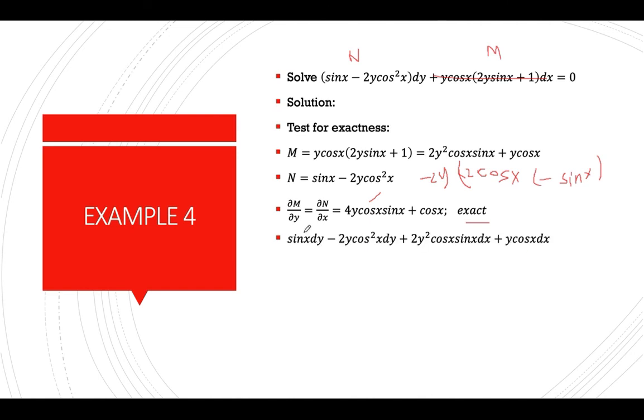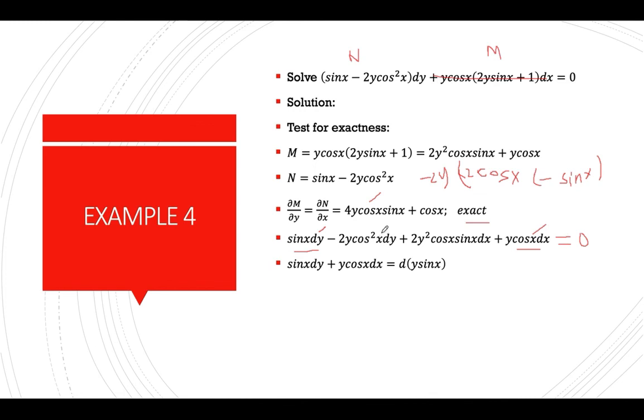Satisfying this condition. Okay, and then we expand the whole equation, and then look for exact differential. So these two are exact differential because derivative of sine is cosine dx, derivative of y is dy, and therefore that can be combined as derivative of y sine x.